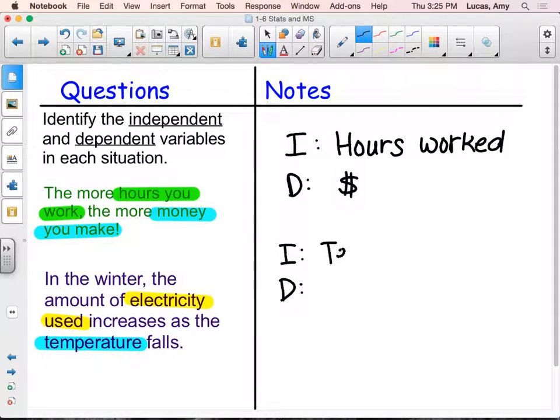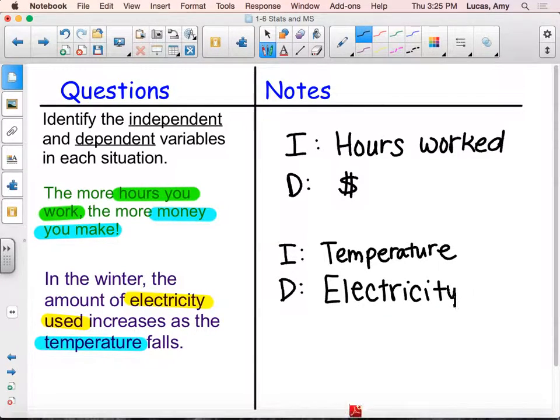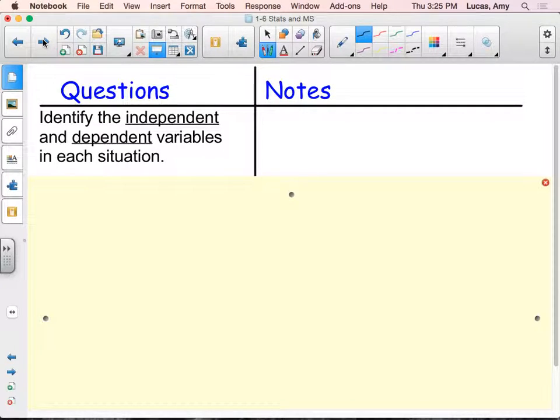First thing is the temperature. The change in the temperature is going to cause you to use more electricity. So the amount of electricity used depends on the temperature outside. That's true in the summer and in the winter. In the winter, electricity used to heat your house. In the summer, to cool your house.